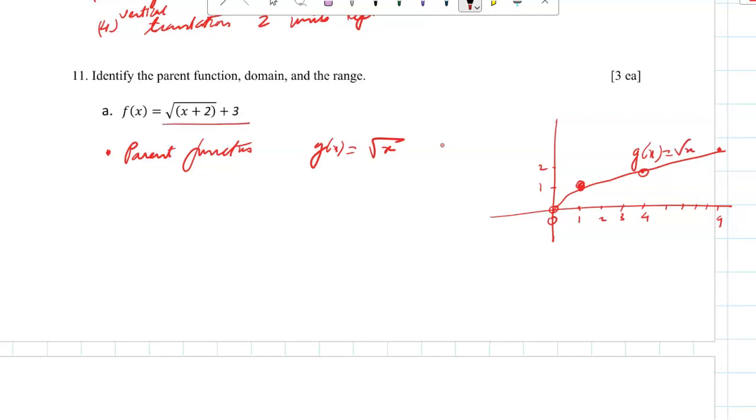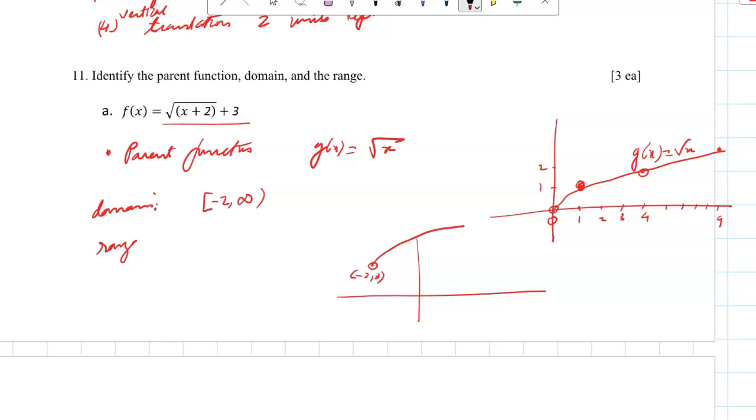Now, how do you get this graph? Okay, so left 2 units and then vertical translation 3. Correct. So left 2 units and vertical 3. So that means my graph starts at minus 2 comma 3. Correct. So what's the domain? Minus 2 comma infinity. Correct.